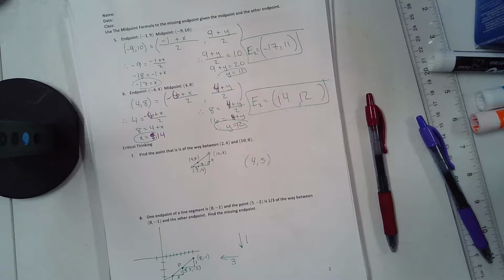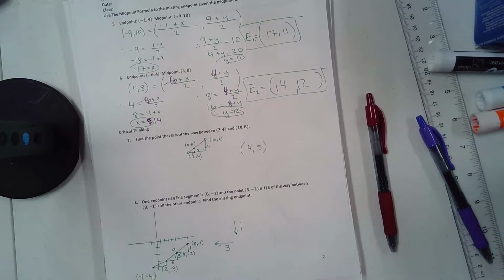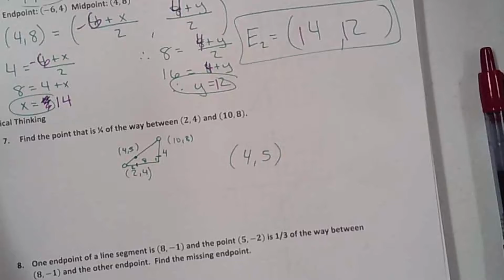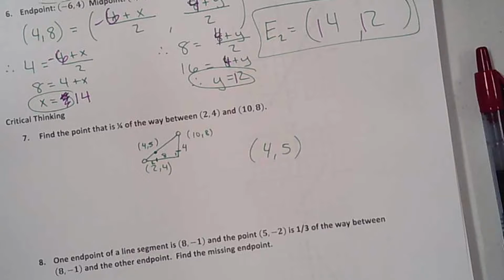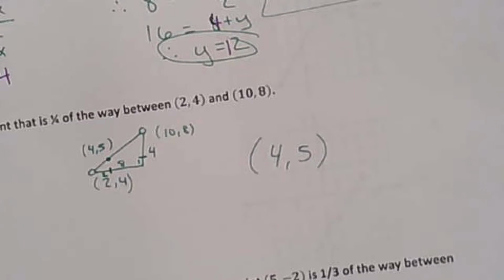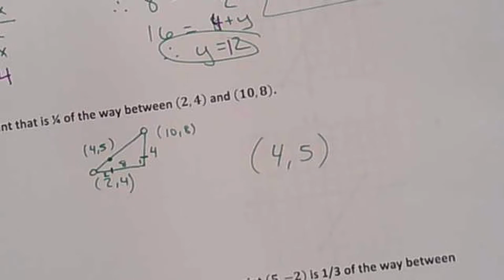Okay, cool. Number 7, find the quarter way point between these two, okay? So here's what I did. I did it geometrically, visually. Okay, let me zoom in some more. Jenna's over there squinting. All right, so here we are. The distance between these 2 points horizontally is 8, right?